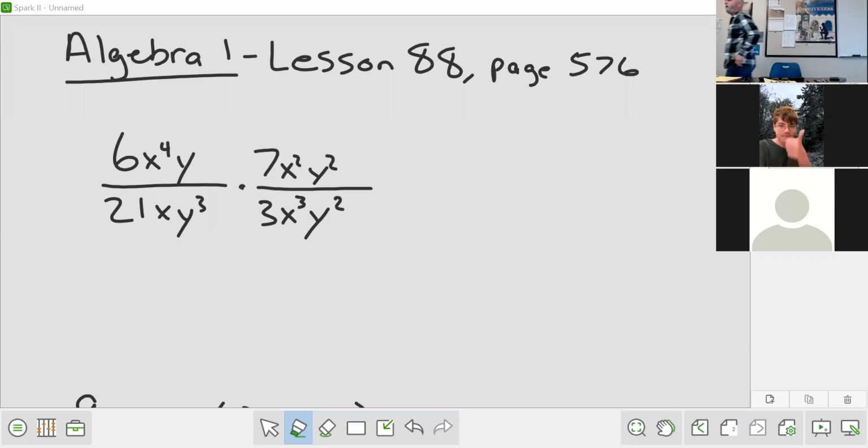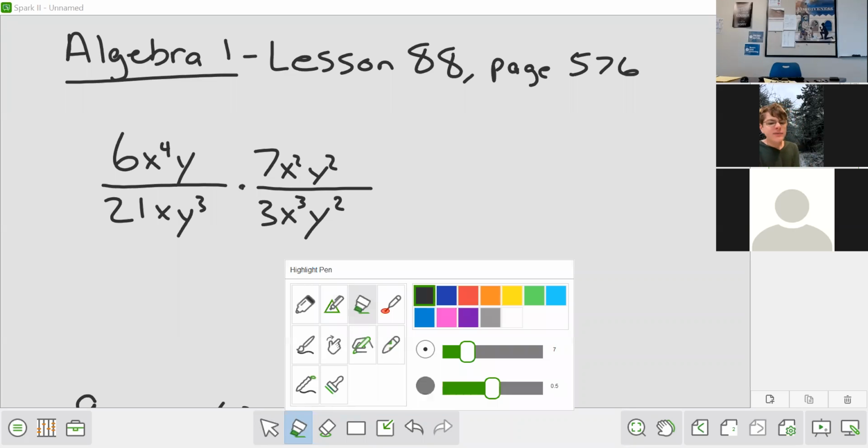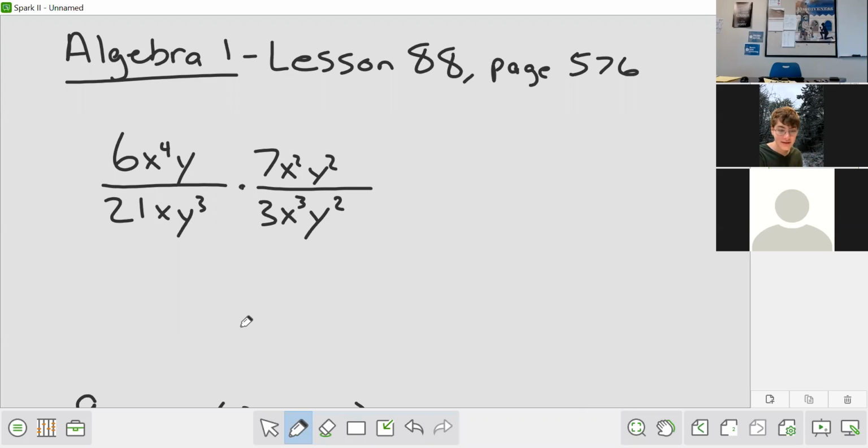Yes. All right. This lesson is on multiplying rational numbers. Remember, rational numbers are fractions. And what you're going to need to do is factor these first before you can multiply them. And so one of the things we can do is reduce this fraction right here.